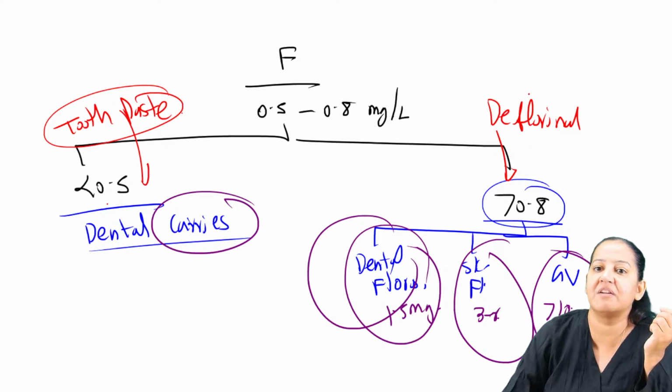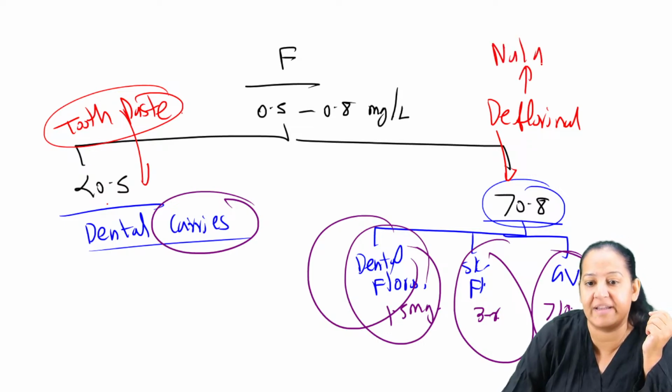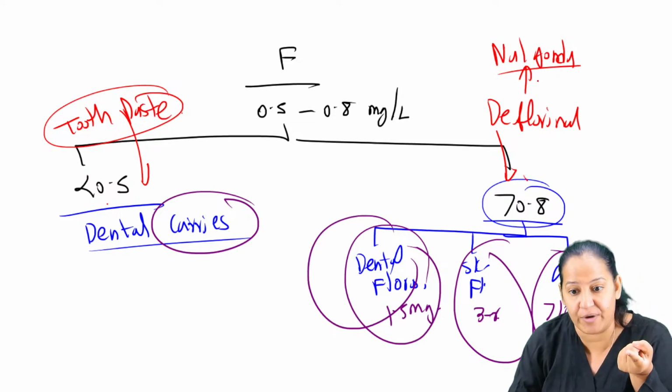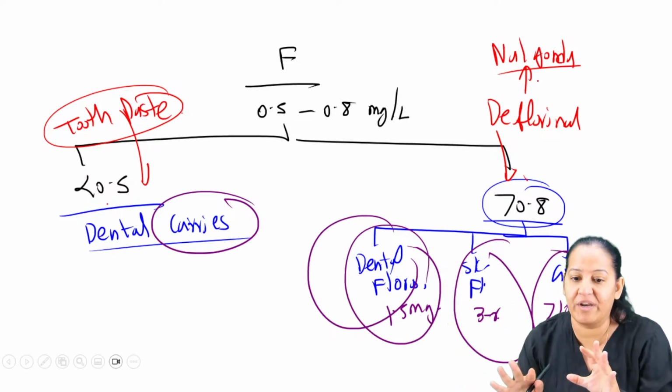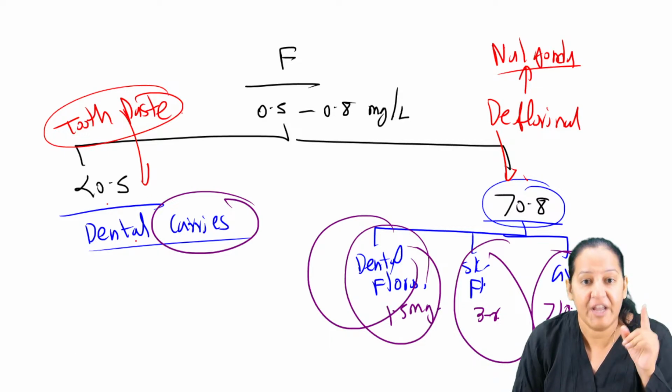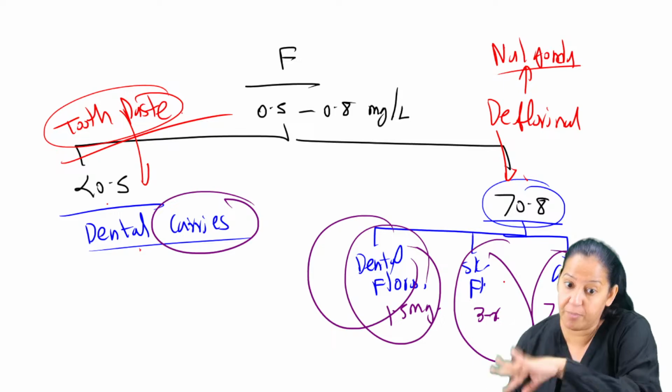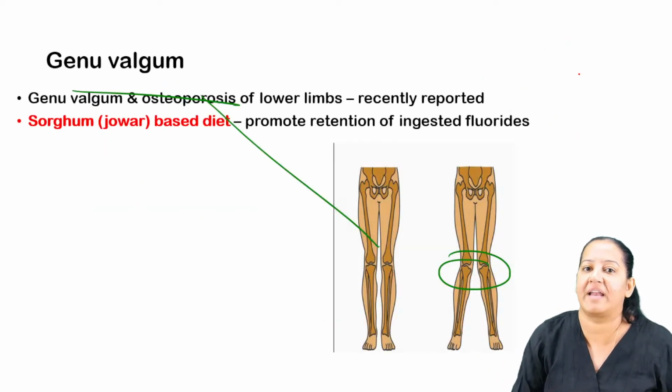Defluorination is done with the help of a technique, that is the Nalgonda technique. So the Nalgonda technique is for excess fluorine. To remove the excess fluorine, we use defluorination. If it is less, we just give it in the form of toothpaste. If it is more, we have to remove it. Removal is done by the Nalgonda technique. You got my point?